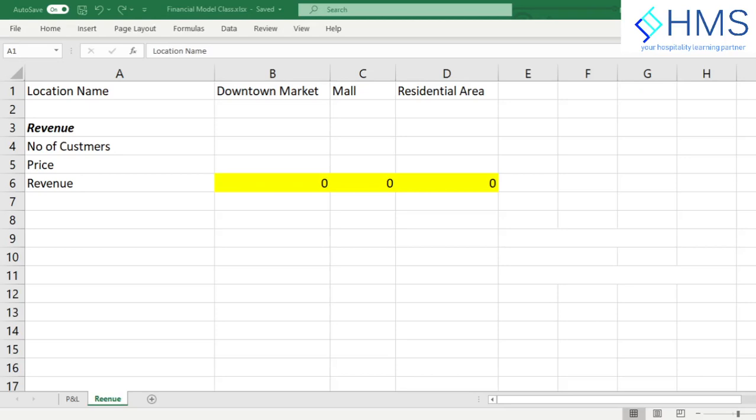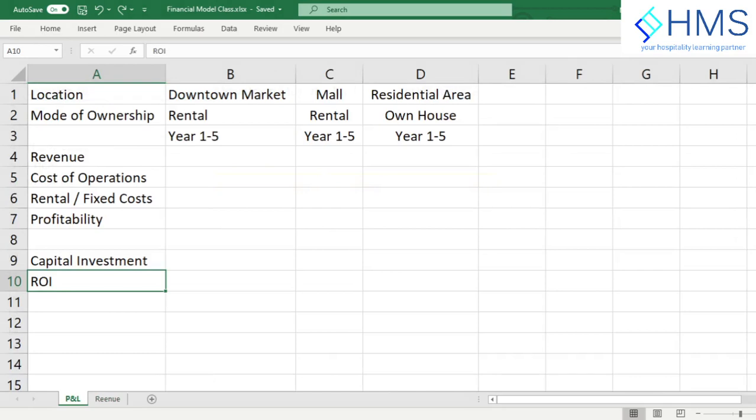In the previous video, we were discussing how we factor in the revenue. If you remember, in the past we were looking at making a choice between opening a restaurant in different locations with different ownership models. For that, we need to understand the revenue, cost of operations, fixed cost, and profitability to be able to calculate the ROI for a given capital investment.